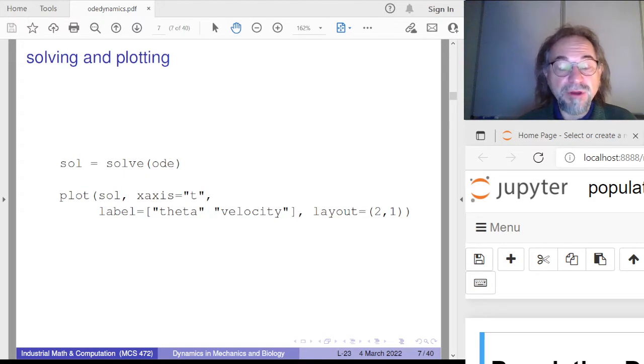We plot both the displacement and the velocity in the same figure window, 2 rows, 1 column. The labels are the angle, theta, and the velocity. The horizontal axis is time.